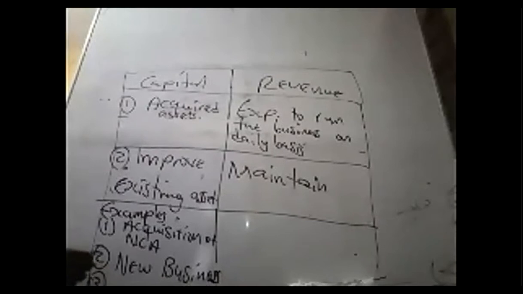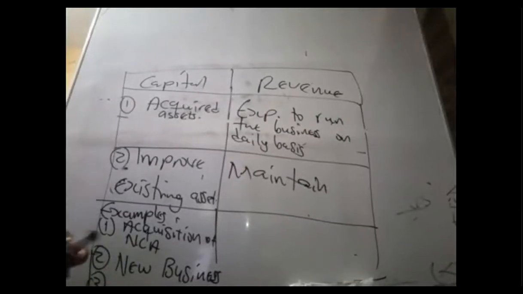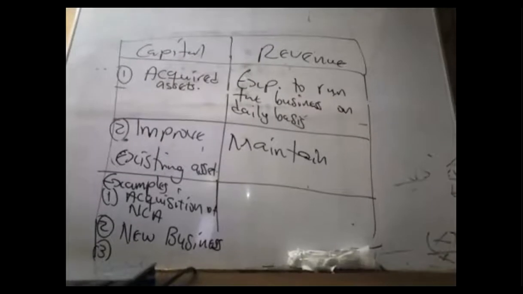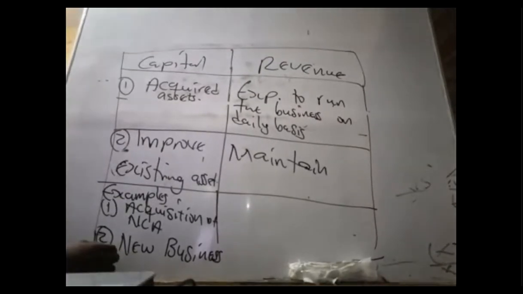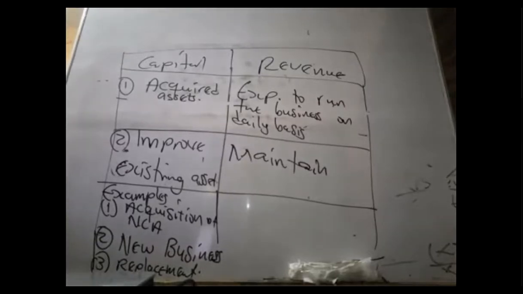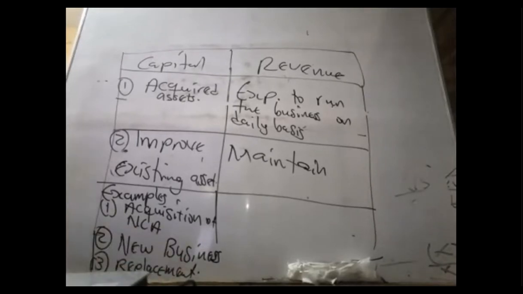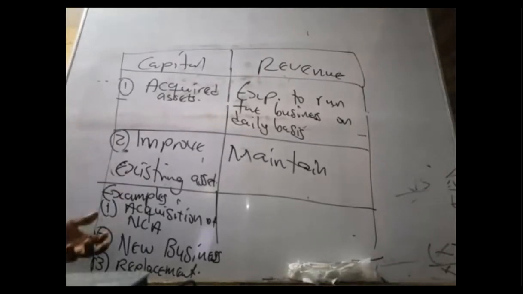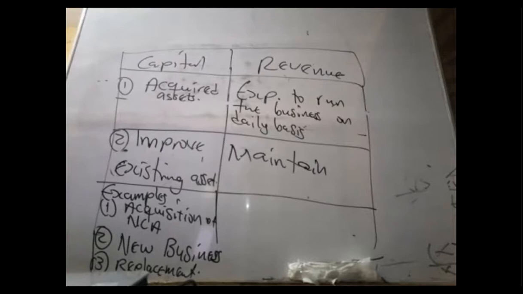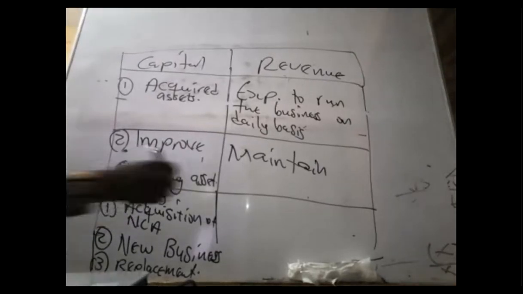The final one is replacement of assets and improvement. Replacement of assets and improvement. These are examples of capital expenditure. What about revenue expenditure examples?